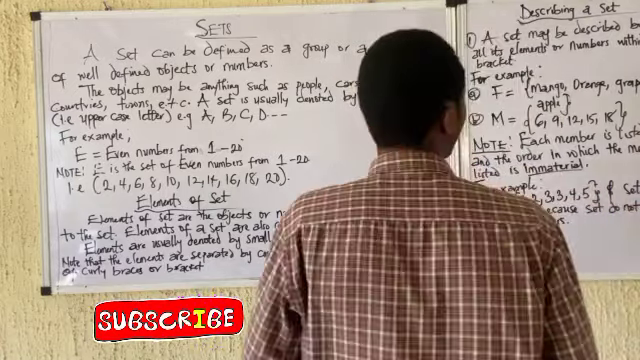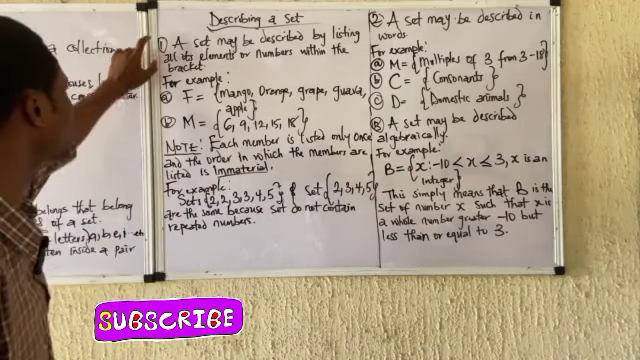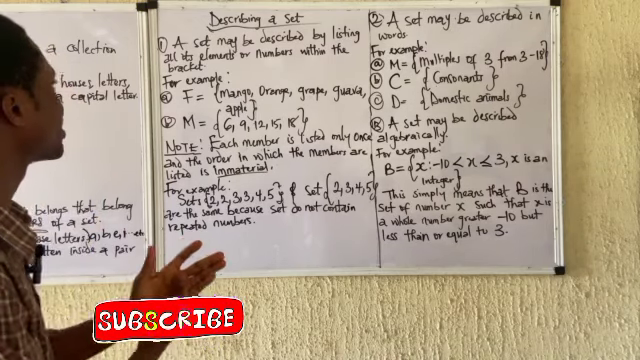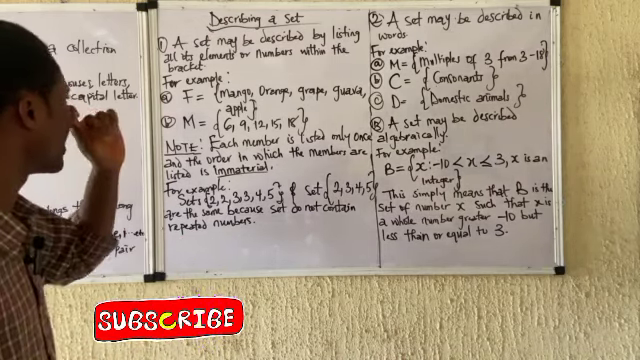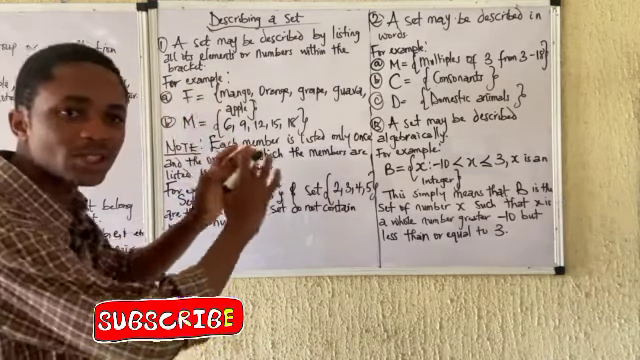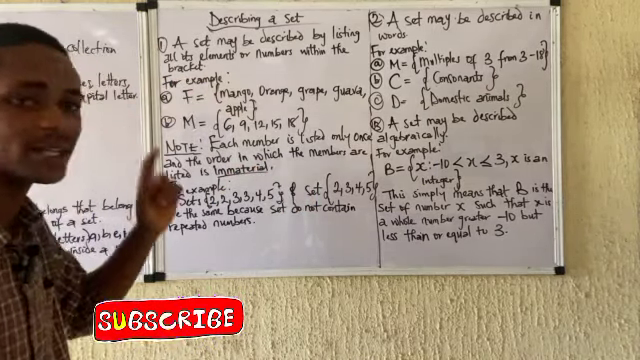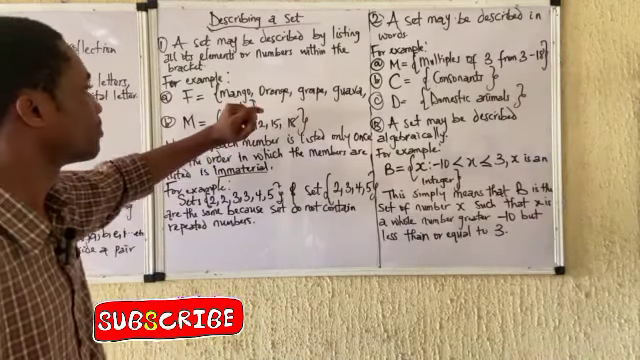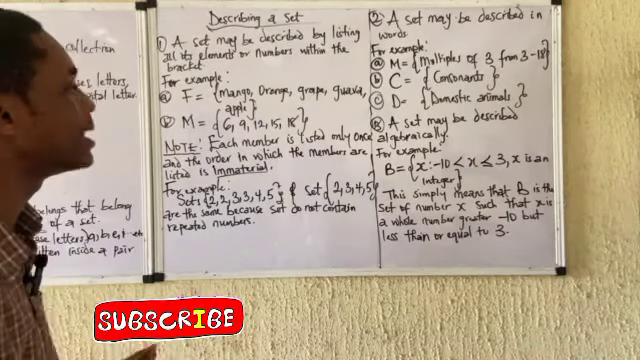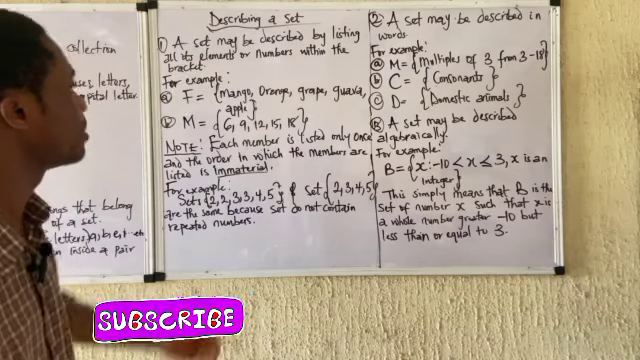When describing a set, number one, what you should have in mind is that a set may be described by listing all the elements or numbers within the bracket. For example, set F. First you describe the elements within the bracket. The elements within this bracket are mango, orange, grape, guava, and apple. So I have successfully described the elements, which are the mango, the orange, the grape, the guava, and the apple.